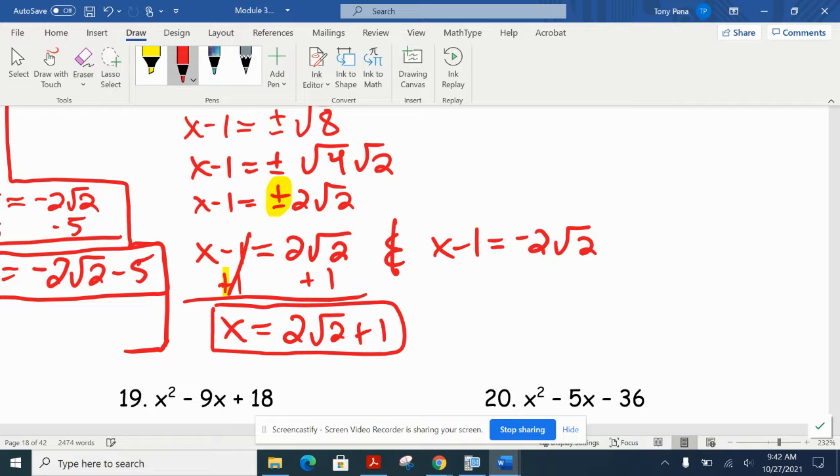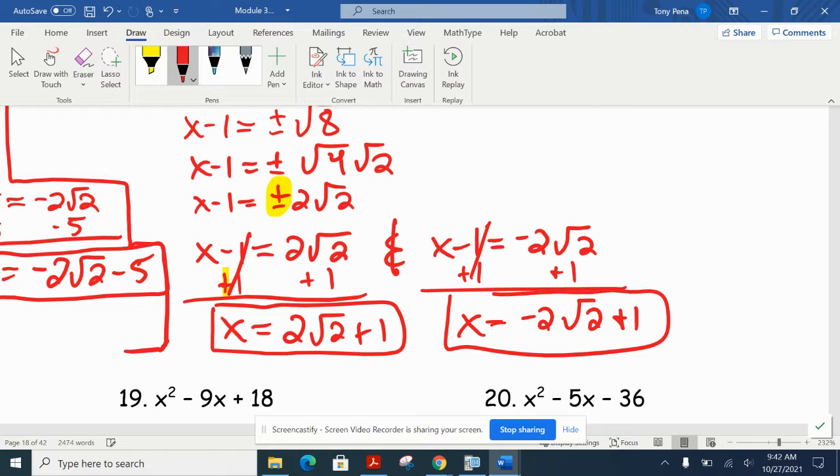All right. And then the same with this one. We're going to add 1 here. These are going to cancel. We cannot lump those together. So you're going to get a negative 2 root 2 plus 1. That is your second answer. All right.